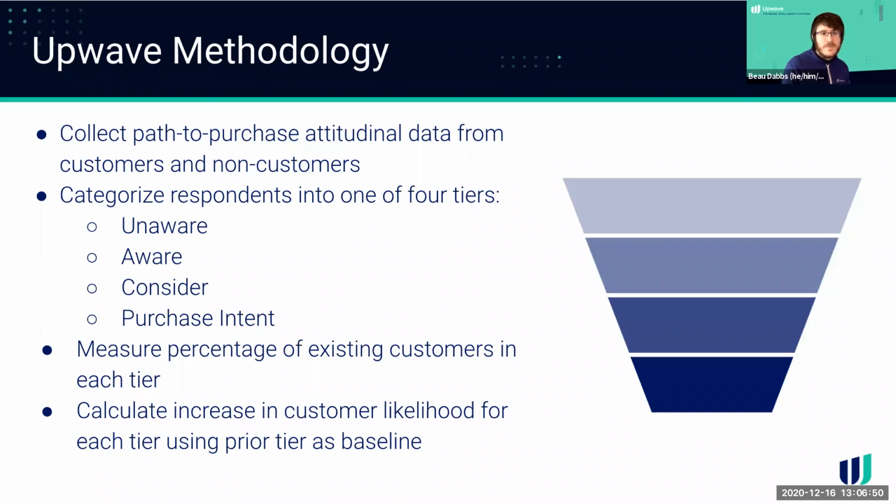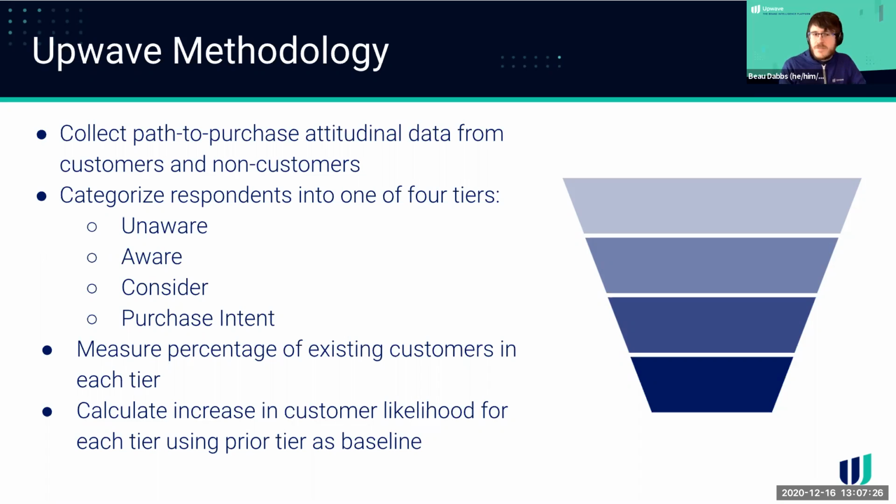So at Upwave, we've developed a methodology that avoids the pitfalls of traditional attribution methods. So we begin by obtaining attitudinal path to purchase data from both customers and non-customers for a brand. We categorize respondents into one of four tiers: unaware, consumers who have not yet heard of the brand; aware, consumers who are aware of the brand but wouldn't consider purchasing from the brand; consider, consumers who are willing to consider a brand; and purchase intent, consumers who say they are most likely to purchase from the brand the next time they make a purchase in the category.